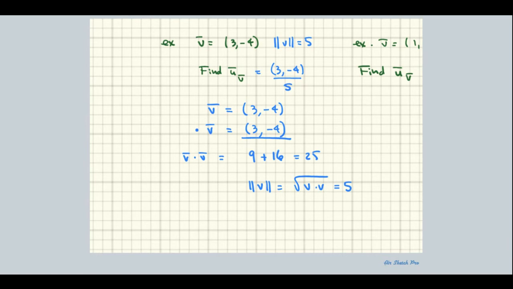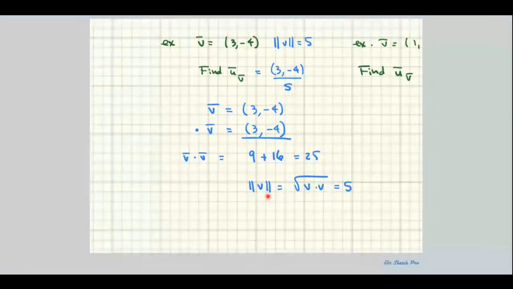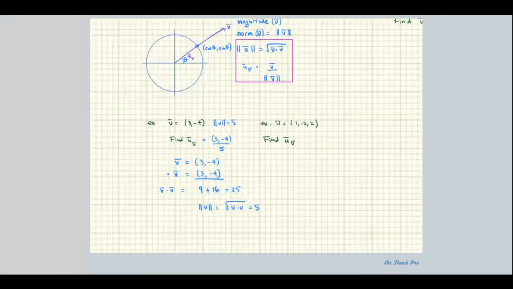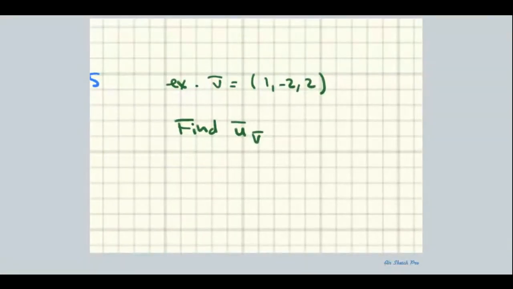But I can also see this, the unit vector, as the original vector v divided by the square root of its dot product, the square root of v dot v. So here we go, guys. Let's try one in 3 space now.